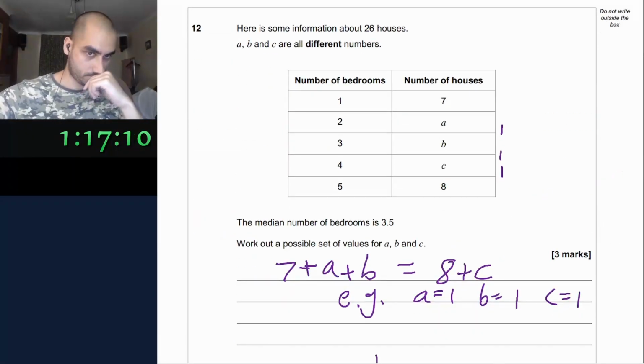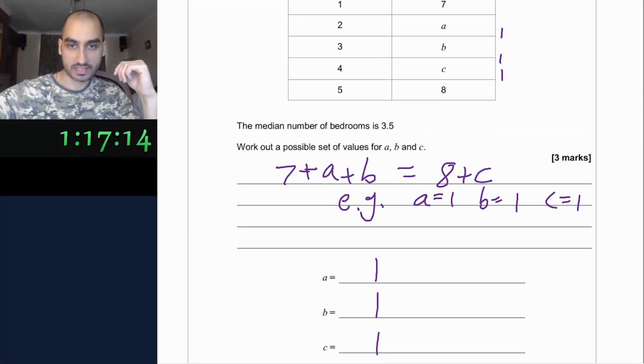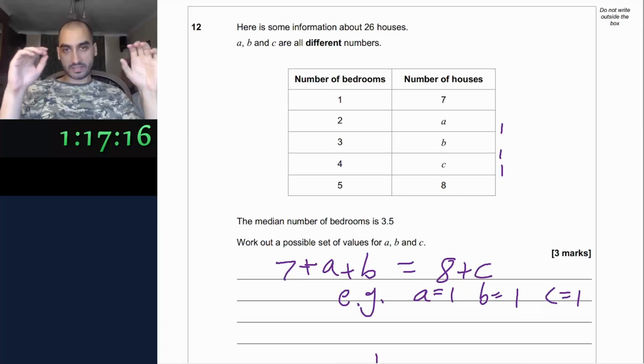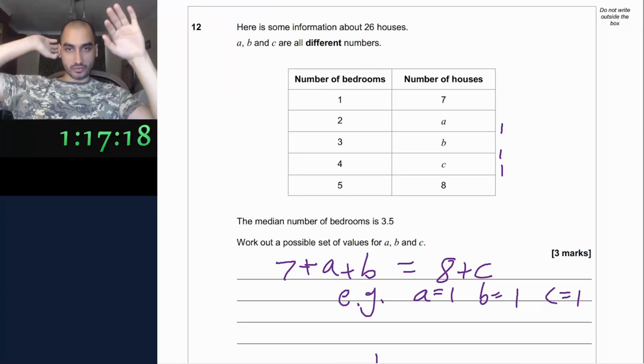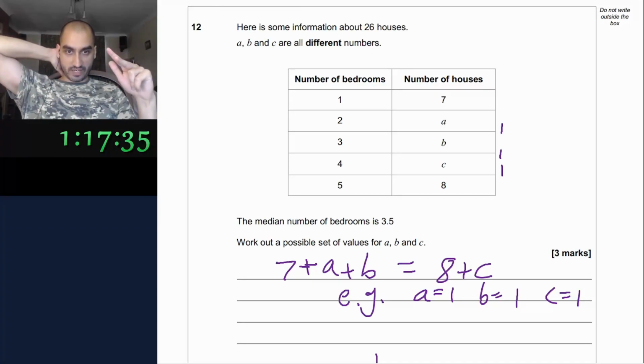All right, work out a possible set of values for A, B, and C. So 111 is what I said. Would that work? So you've got 8 that are 1 or 2. You've got 8 which are 5. Yeah. So the middle value, well, there's one guy who's got 3 and one guy who's got 4. So you take the average, which is 3.5. Okay.